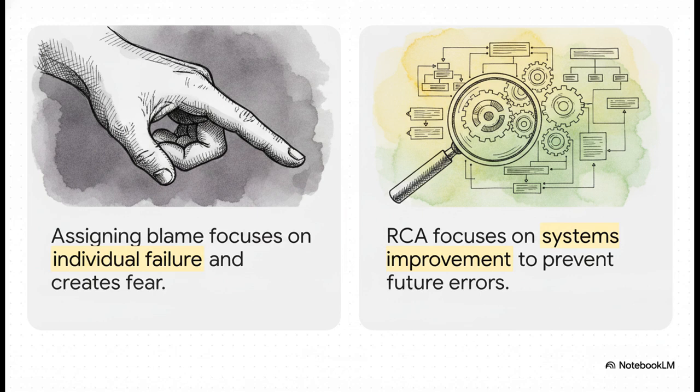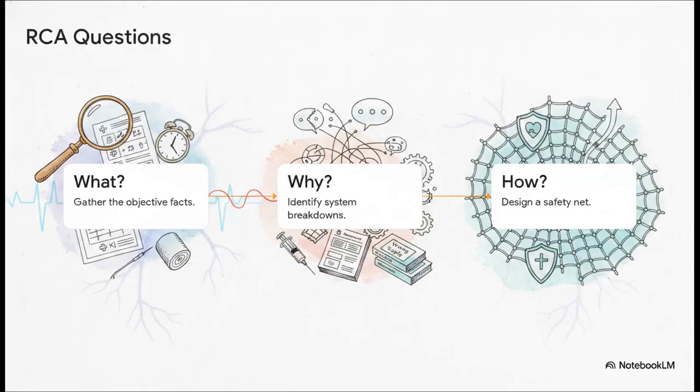It shifts the focus entirely to systems improvement. Instead of asking who failed, it investigates how the interdisciplinary processes broke down. It assumes that good people are working in flawed systems, and our goal is to fix that system to prevent future errors. To do that, the root cause analysis boils down to 3 essential yet deceptively simple questions.